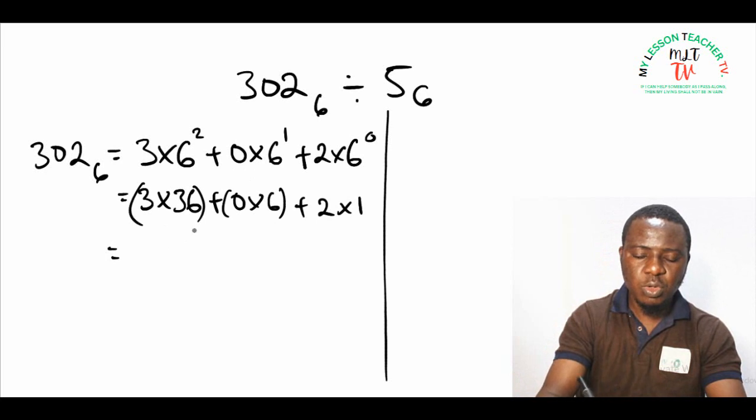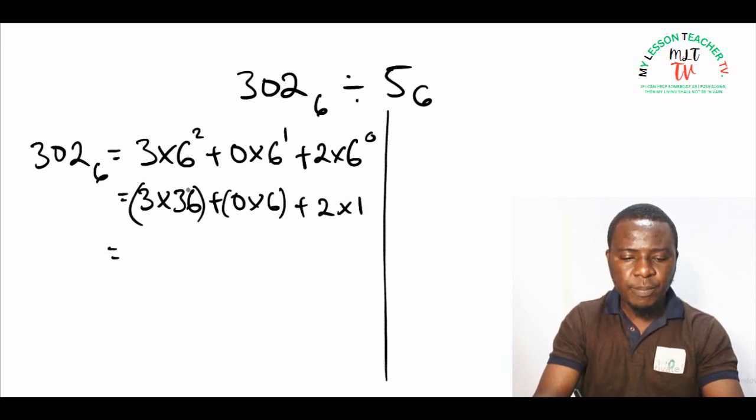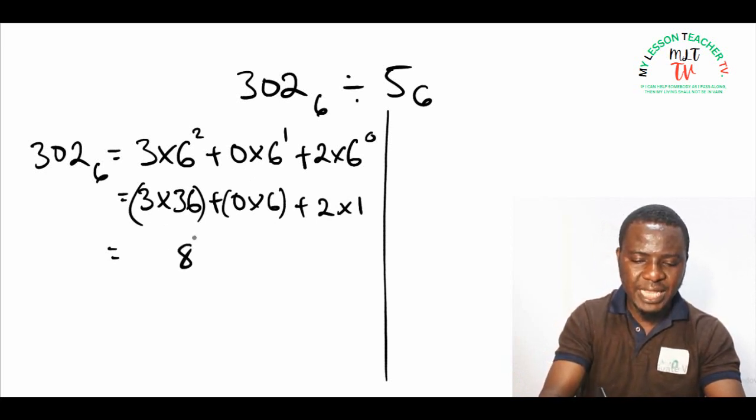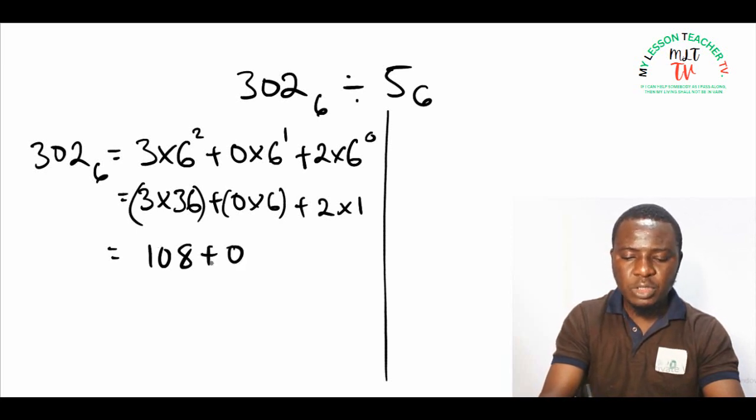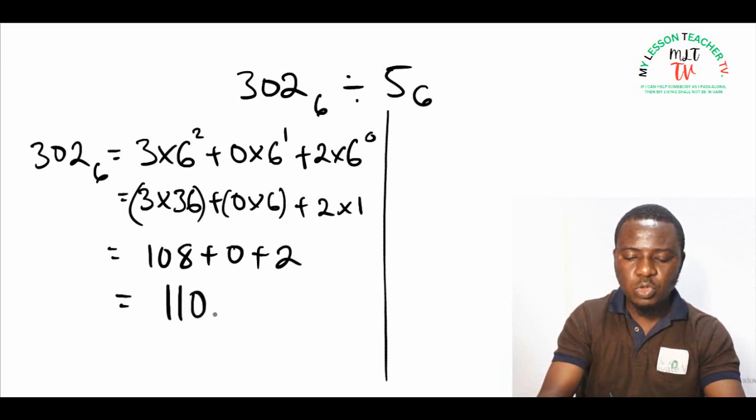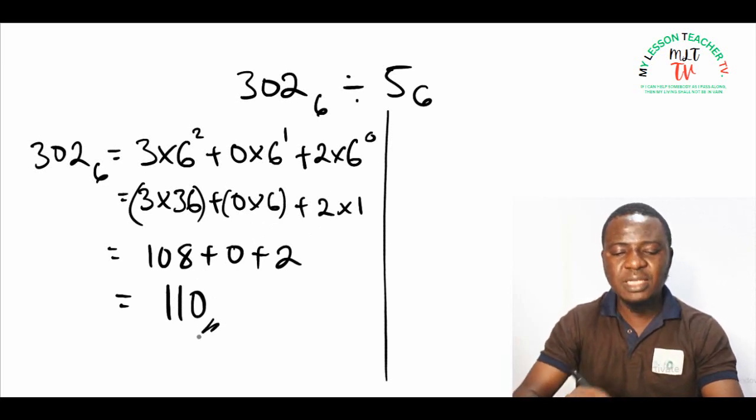This is equal to 36 times 3. 3 times 6 is 18, remainder 1. 3 times 3 is 9, plus 1 is 10. So 36 times 3 is 108, plus 0 times 6 is 0, plus 2 times 1 is 2. So this is equal to 110 in base 10. I have converted this to base 10.